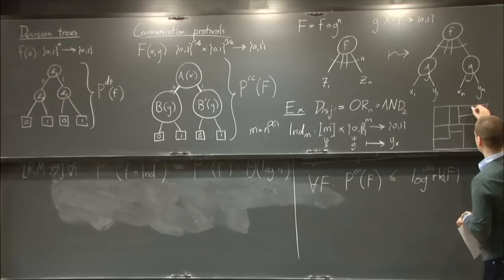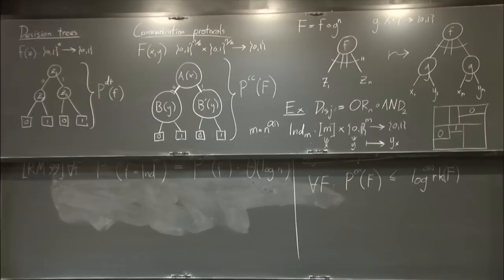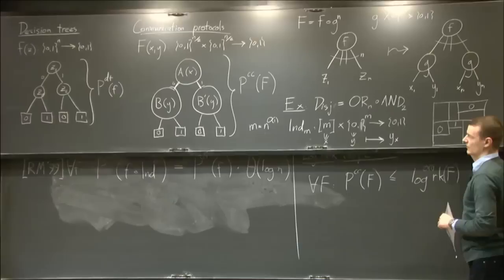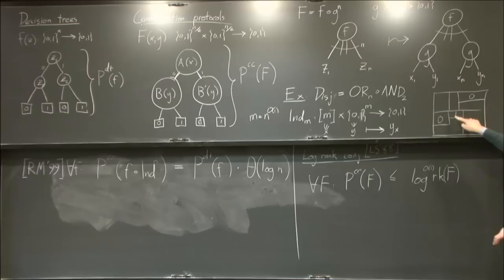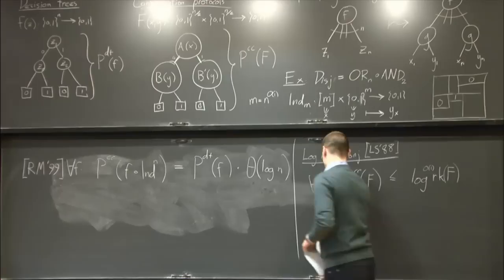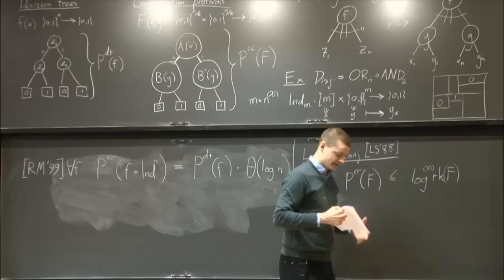So any protocol communicating C bits induces a partition into 2^C monochromatic rectangles. And that gives you a rank decomposition because this is a rank one matrix, an all-one submatrix. So the current best lower bound for this, showing that if this were to be true, you needed some constant larger than one.